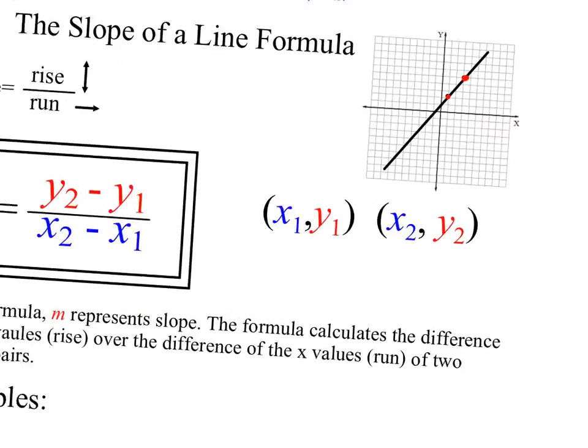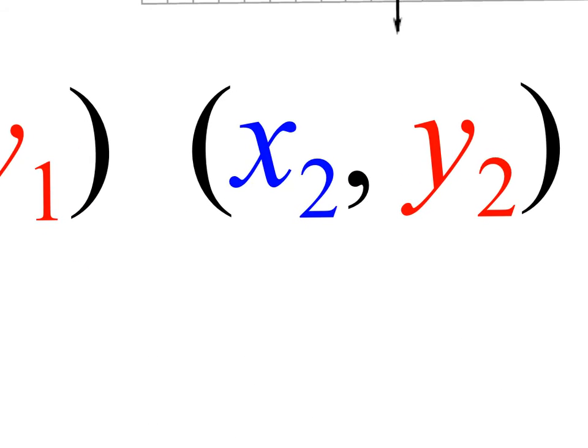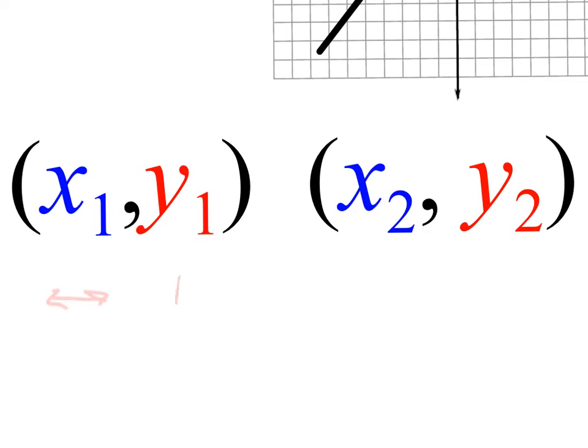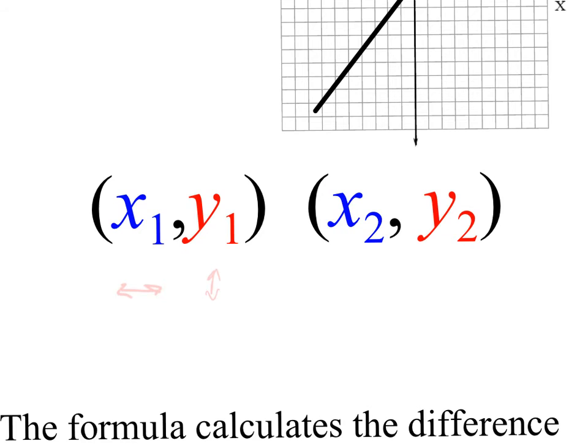If you recall, an ordered pair has an x value and a y value. The x value tells you which way you're going to go, left or right, and your y value tells you which way you're going to go, up or down. Then we need to pick another line and find the x value and the y value. To find a slope from two ordered pairs, you will be given both those ordered pairs.